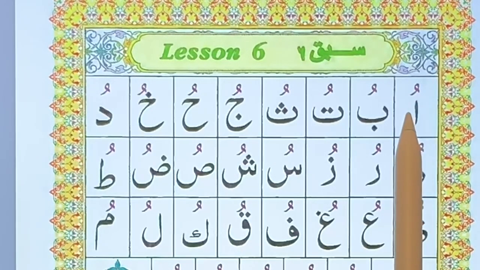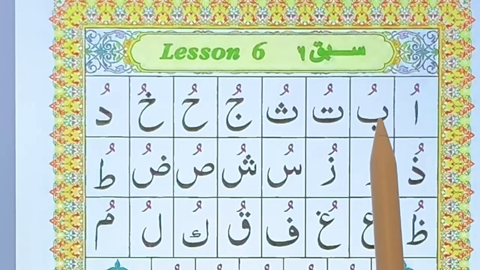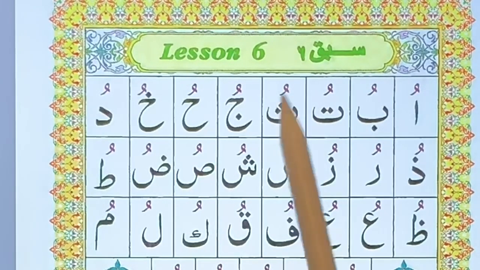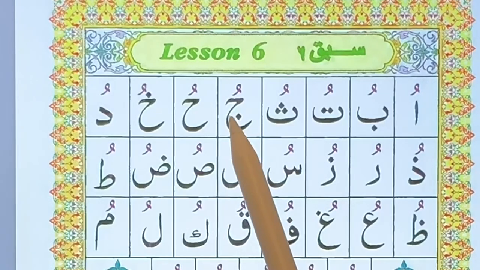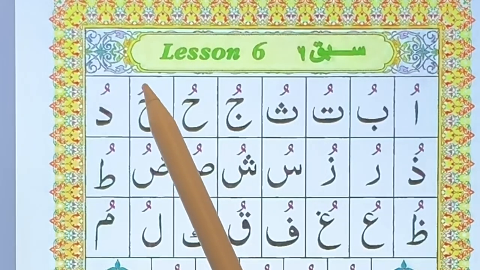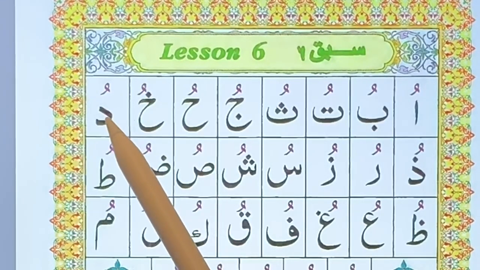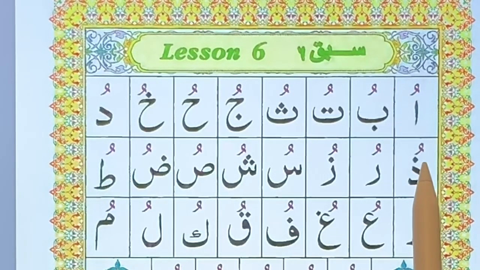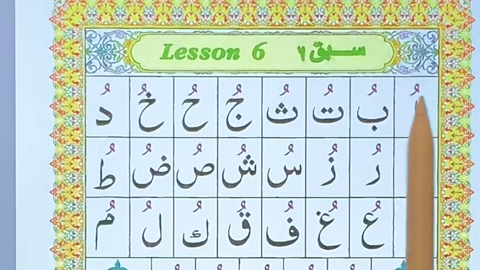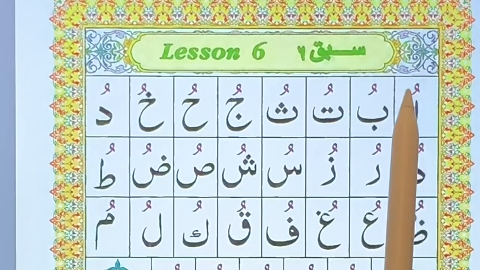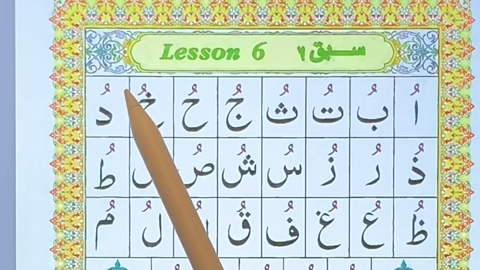Alif oo, oo. Ba oo, boo. Ta oo, tu. Tha oo, thu. Jim oo, ju. Ha oo, hu. Kha oo, khu. Dal oo, du. Like that. Now, like the previous lessons, we will read all of the letters with the dhamma sound.